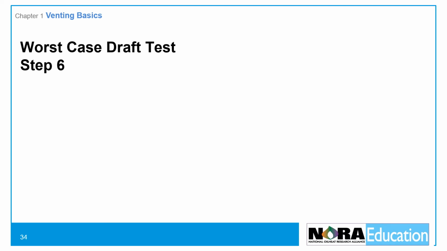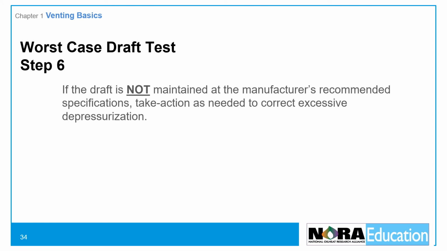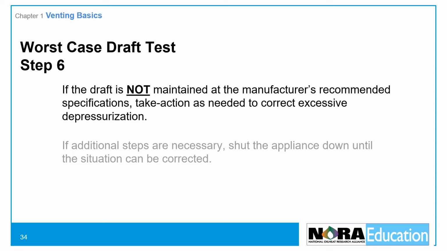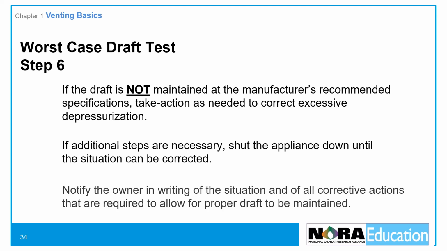Step 6. If the draft is not maintained at the manufacturer's recommended level, take action as needed to correct excess depressurization of the appliance combustion air zone and return the flue draft and overfire draft to the requirements of the oil heat equipment manufacturer. If additional steps are necessary, shut the appliance down until the situation can be corrected.